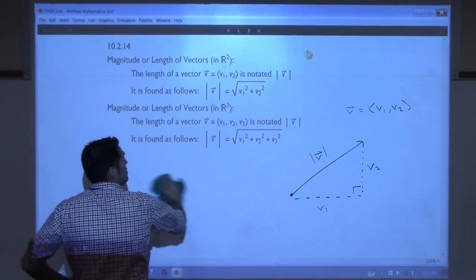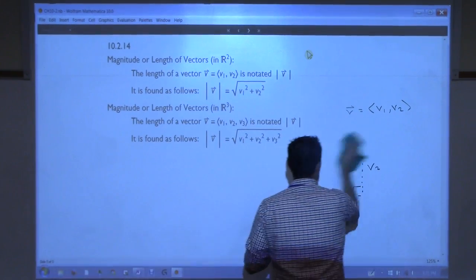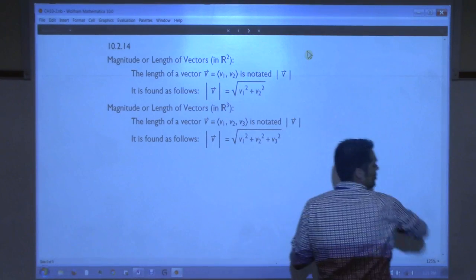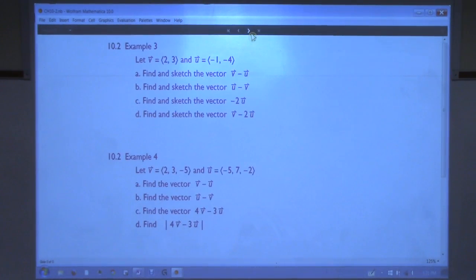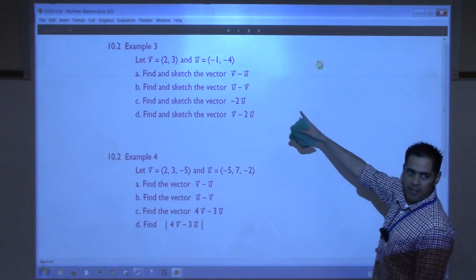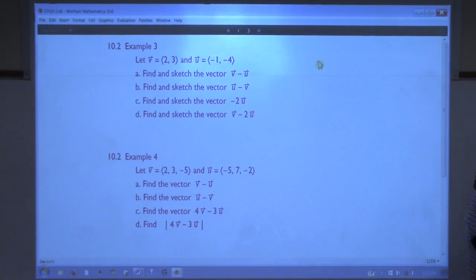All right, I'd like to do an example. Well, let's see what the next example is, and then I might do something different. Okay, so here's this example. Let's do example 3, part A. We have two vectors written up there. Can everyone see those clearly? Let's do part A.